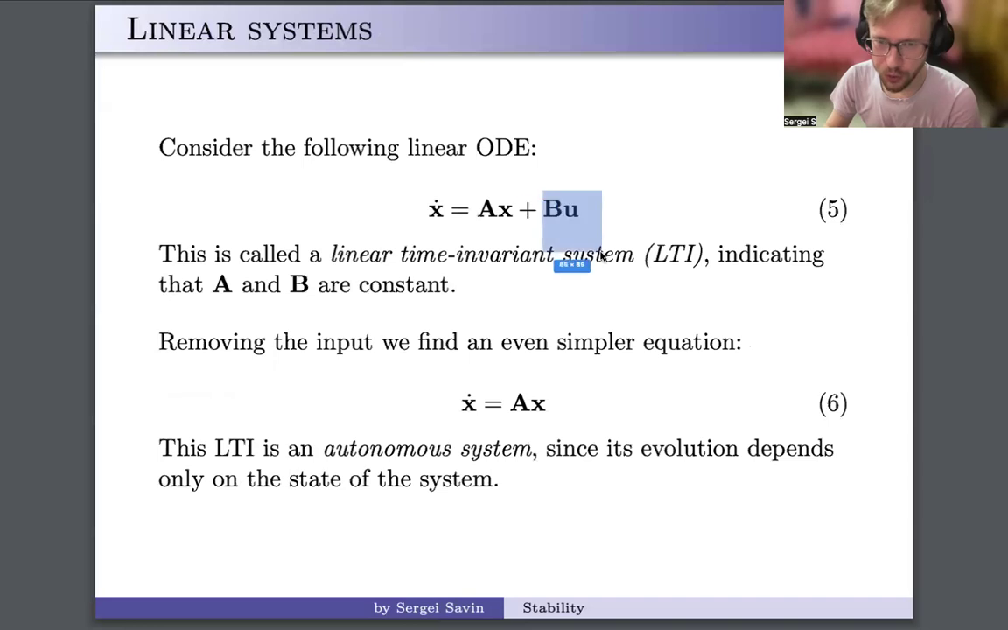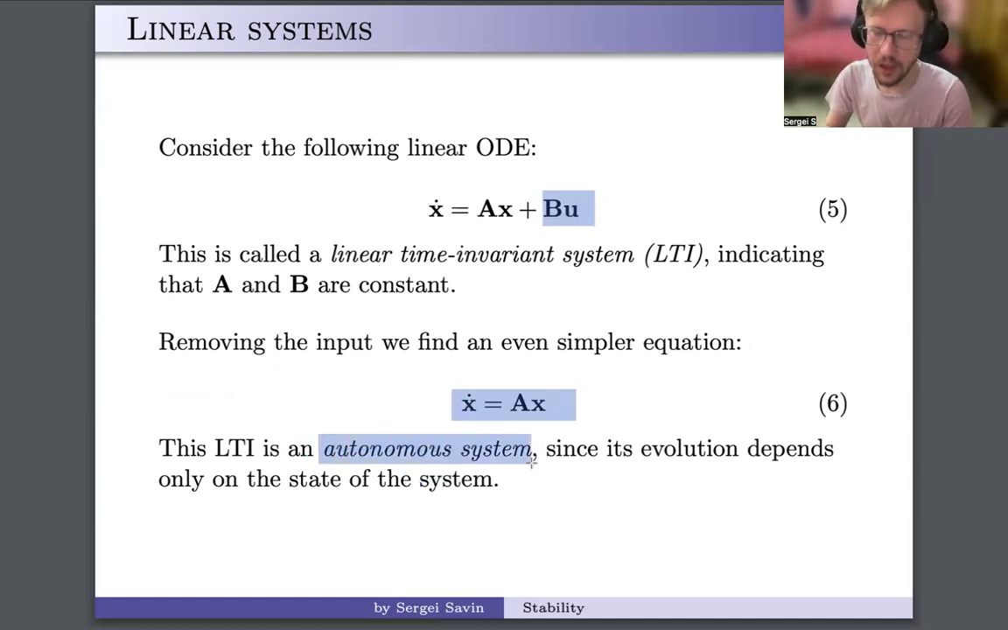Now, if we remove u, we would get a simple equation. This simple equation is called an autonomous system. Why autonomous? Well, it is autonomous because its evolution forward depends only on the state of the system, so it does not depend on time at all. In our original equation, where there was t, we could remove it altogether, and we would have a perfectly valid description of the system. It depends only on the state.